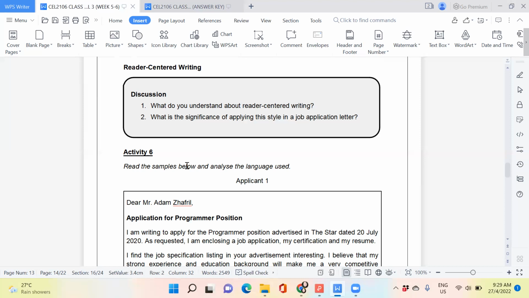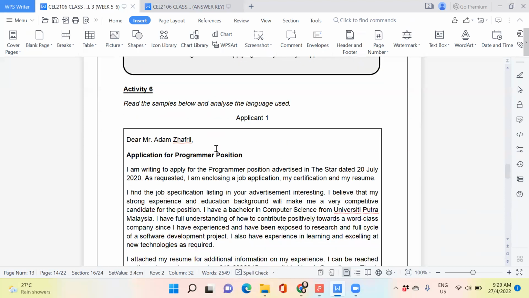All right, okay. So anyway, now let's look at activity 6. Read the samples below and analyze the language used. Okay, let's see. Dear Mr. Adam Zafrail, this is an application for programmer position. So like I said, before I forget, when you do your cover letter or job application letter, the letter must be customized to each of the applications that you are applying to. Because each job has different requirements and a different way for you to sell your skills. Not all jobs will have the same skills. Am I right? Okay. So when you do your cover letter, again, remember, tak boleh hantar yang general.